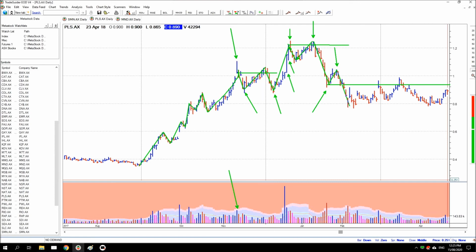You can see in response price breaks down below the previous low, and it's been unable to get back above it. This is a good example of a trend change.